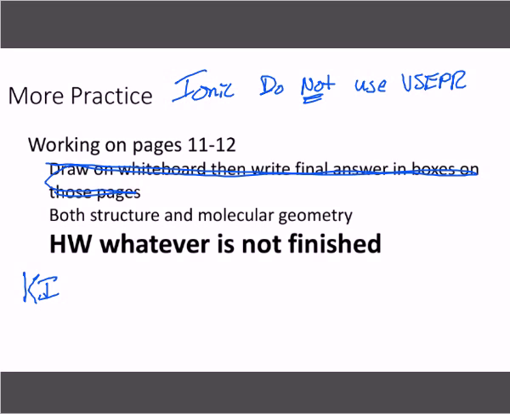All right. We have KI, potassium iodide. We know it's ionic. We got a metal and a nonmetal. So we're going to start to draw those out. I've got K and I've got I. Draw their Lewis dot diagrams for those. K has how many valence electrons? 1. Iodine has 7.